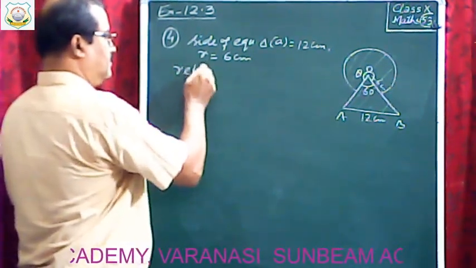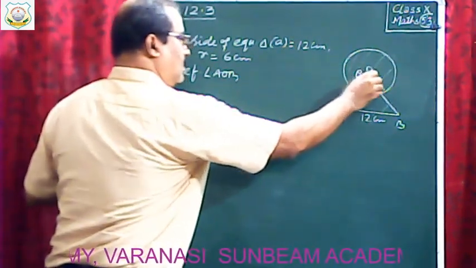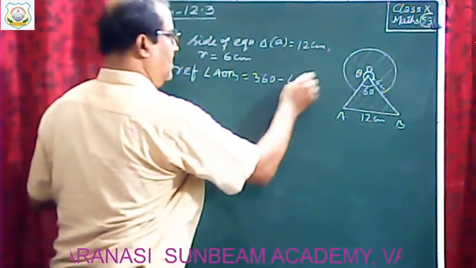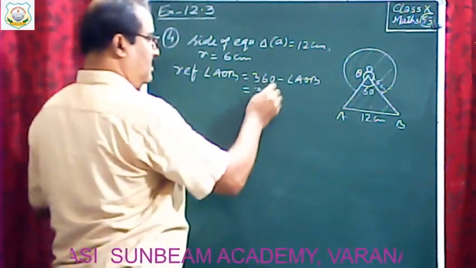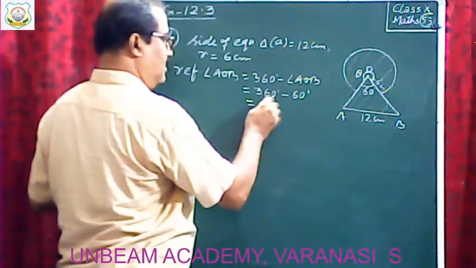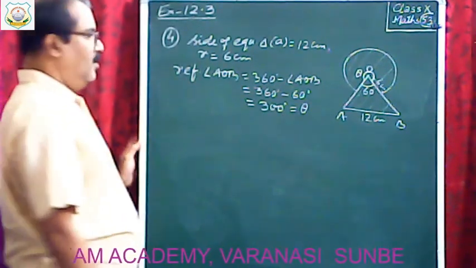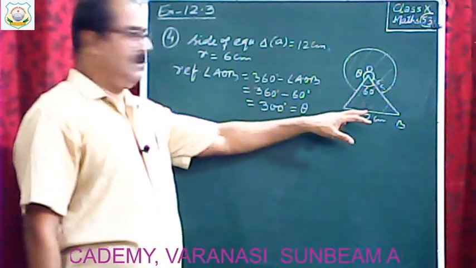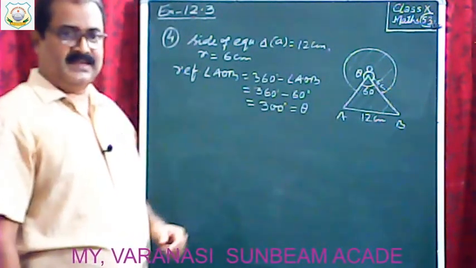Reflex angle AOB, this angle, equals 360 minus angle AOB, that is the angle of the equilateral triangle. So 360 degrees minus 60 degrees, finally we get 300, that is equal to theta. Okay, now thereafter area of shaded region equals area of equilateral triangle plus area of major sector.